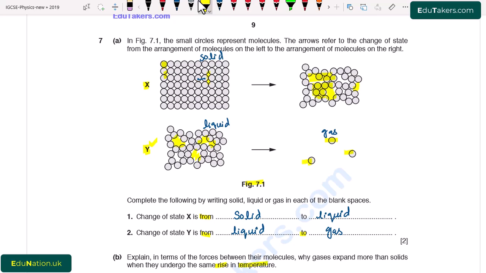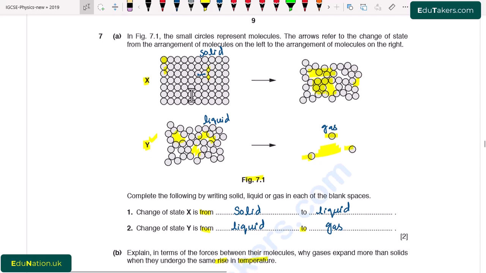So the third system is for gas. We can see here that there is a large amount of spacing between these molecules, and these molecules are very far apart from each other. And there are very small attractive forces between the gas molecules. That's why there is a large spacing between the gas molecules. It's easier to expand gas as compared to liquids or solids.